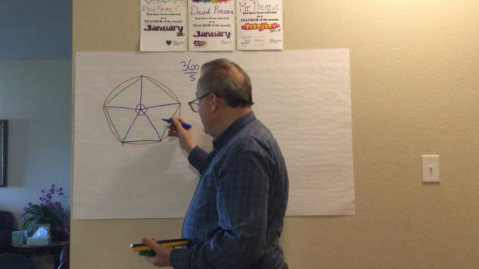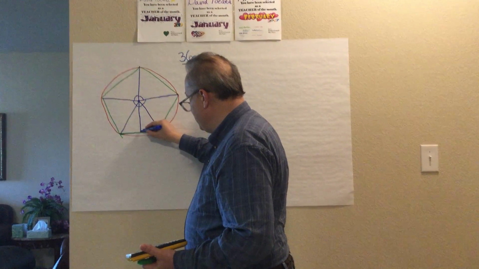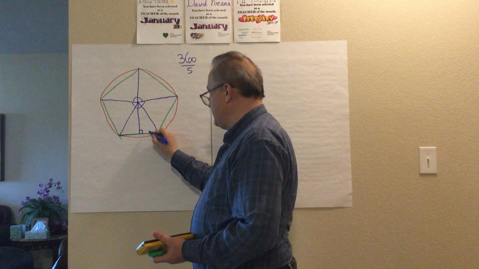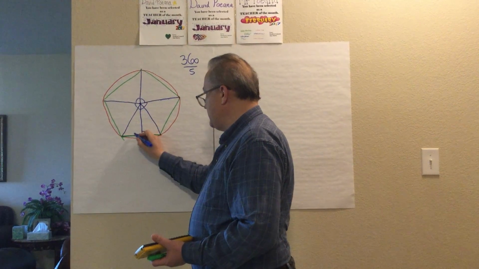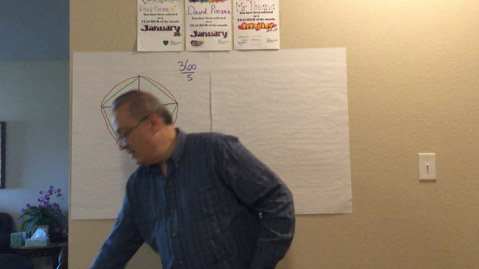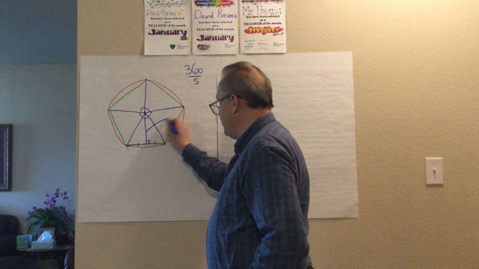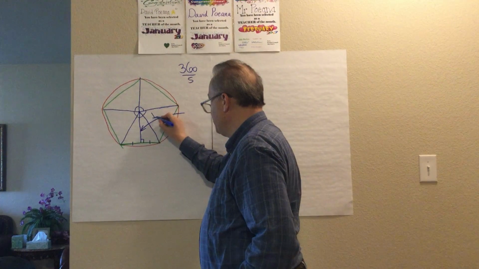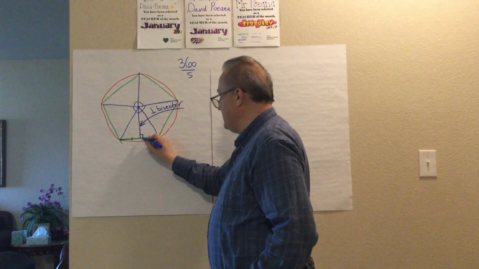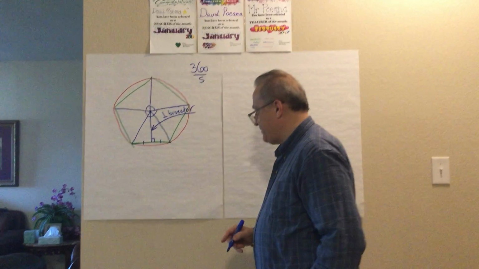Okay? Now, I am going to split this triangle in half. And here I'm going to get 90 degrees. This segment is equal to this segment. Therefore, I'm going to call this segment here perpendicular bisector. Perpendicular because it makes 90 degrees, and bisector because those two segments are equal.